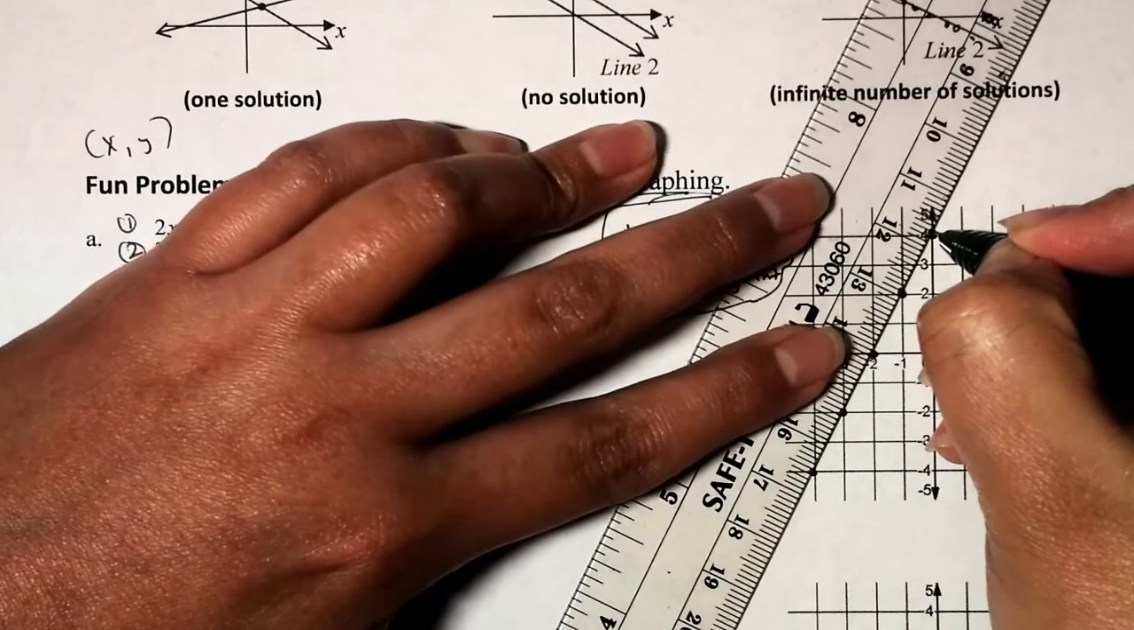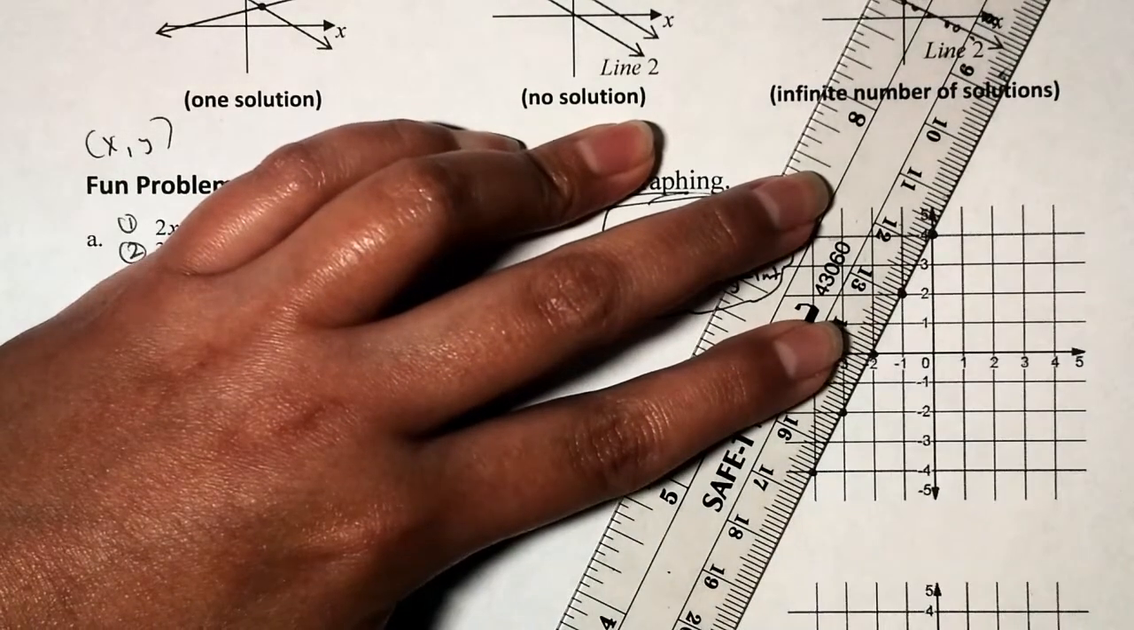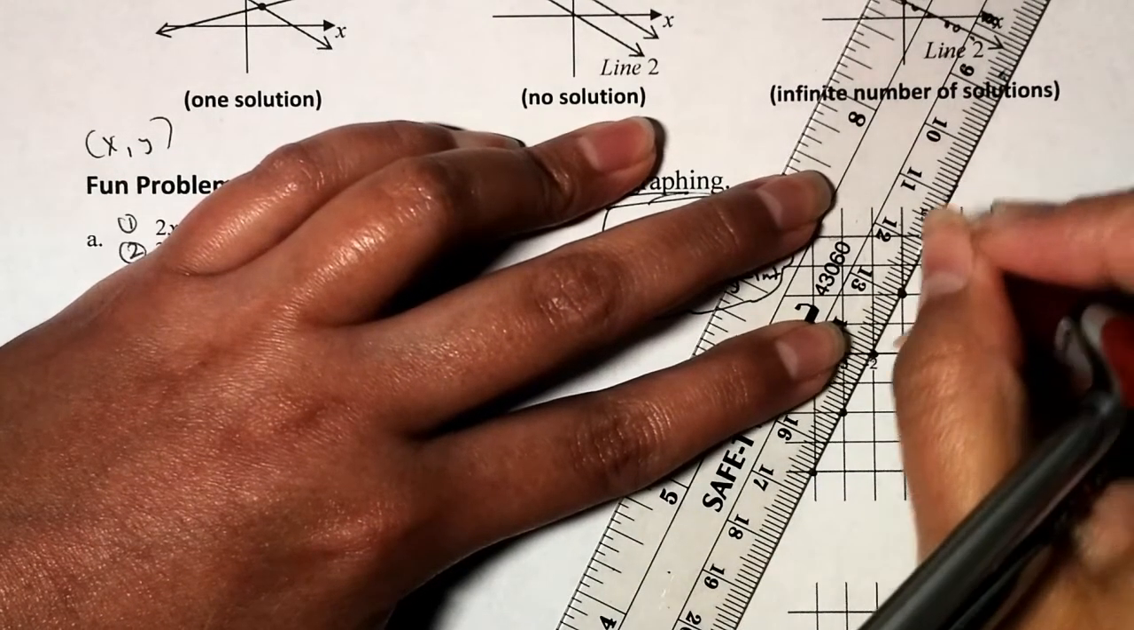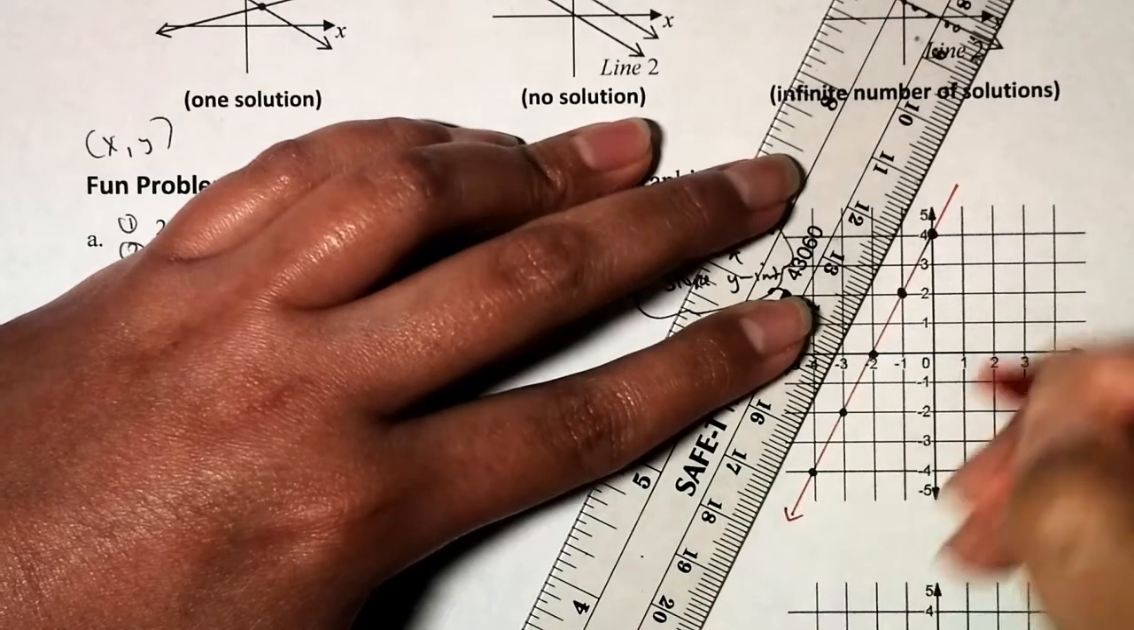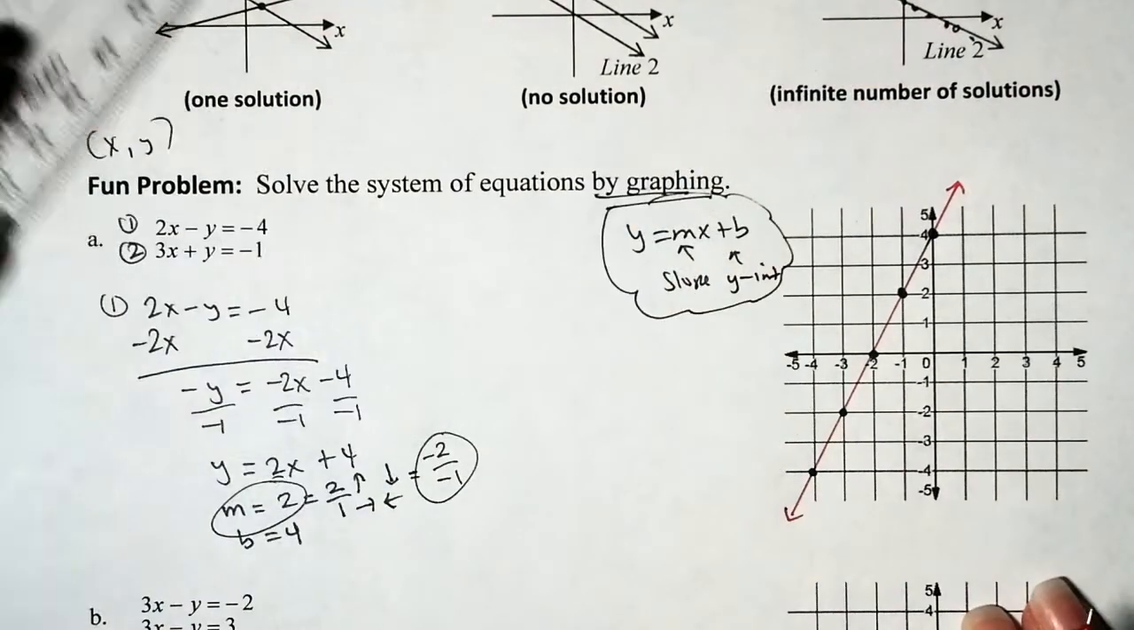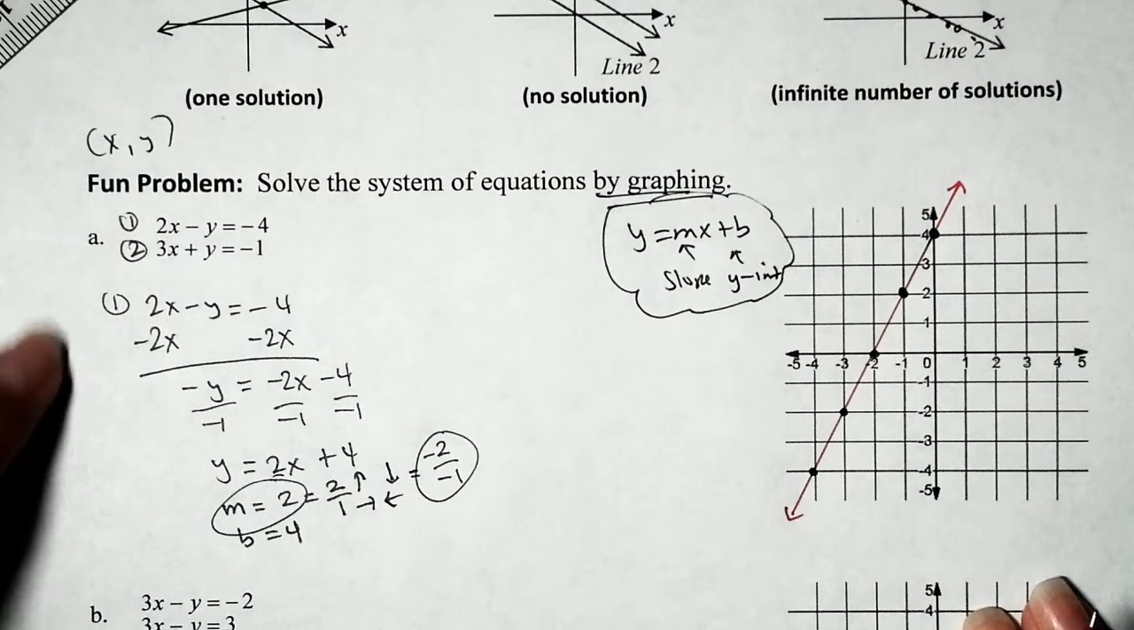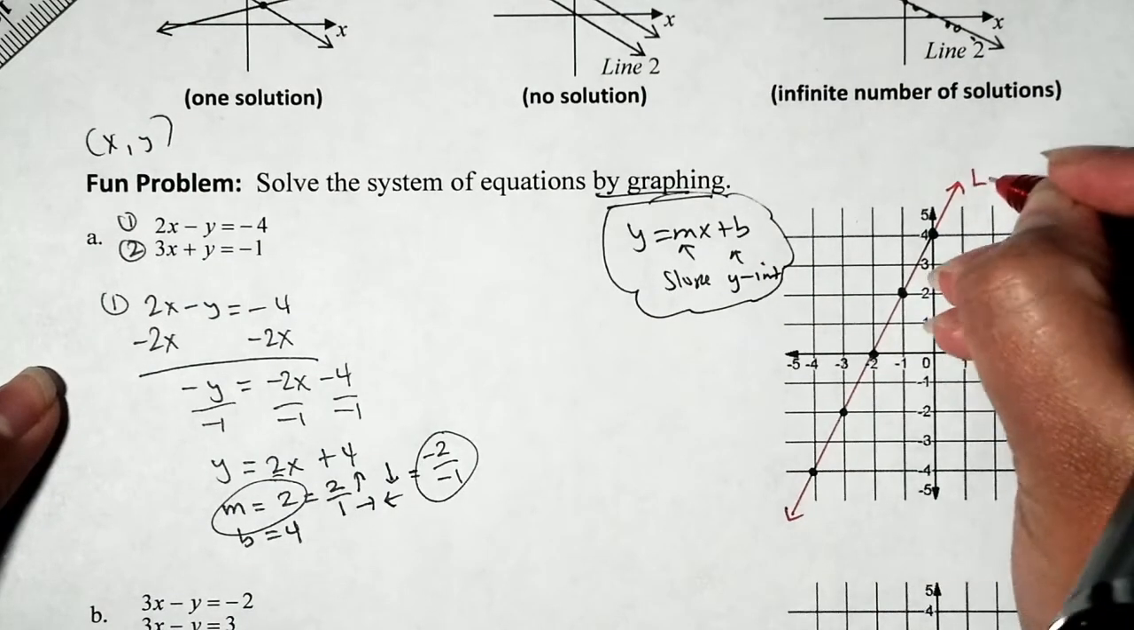So that way, even if my straight edge moves a little bit, it's okay. I have a lot of points, so hopefully one of these will fit the mark. Okay, because we're going to graph two equations, let me go ahead and label this as line 1.